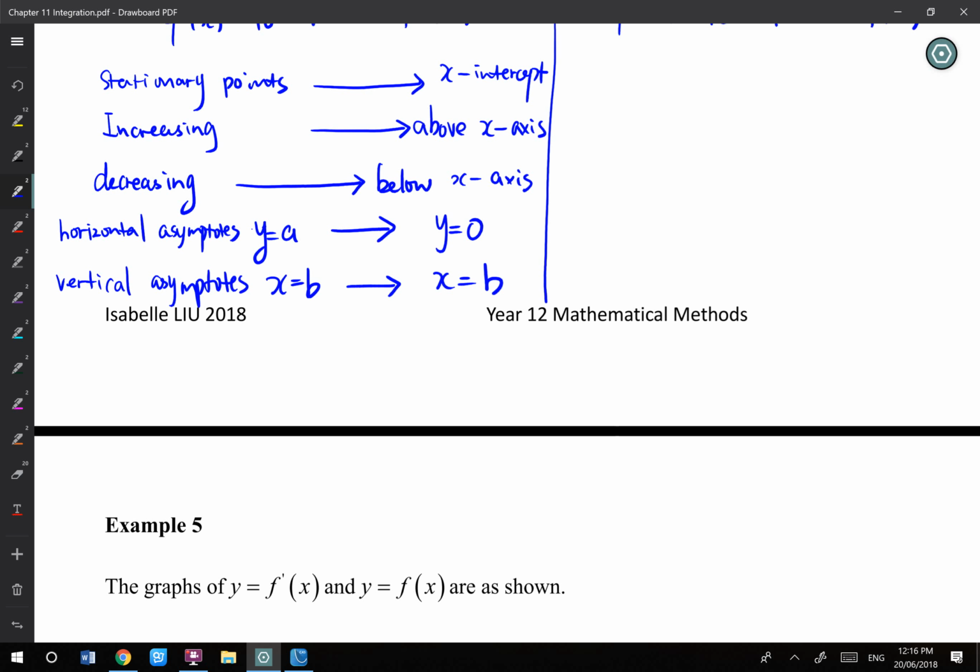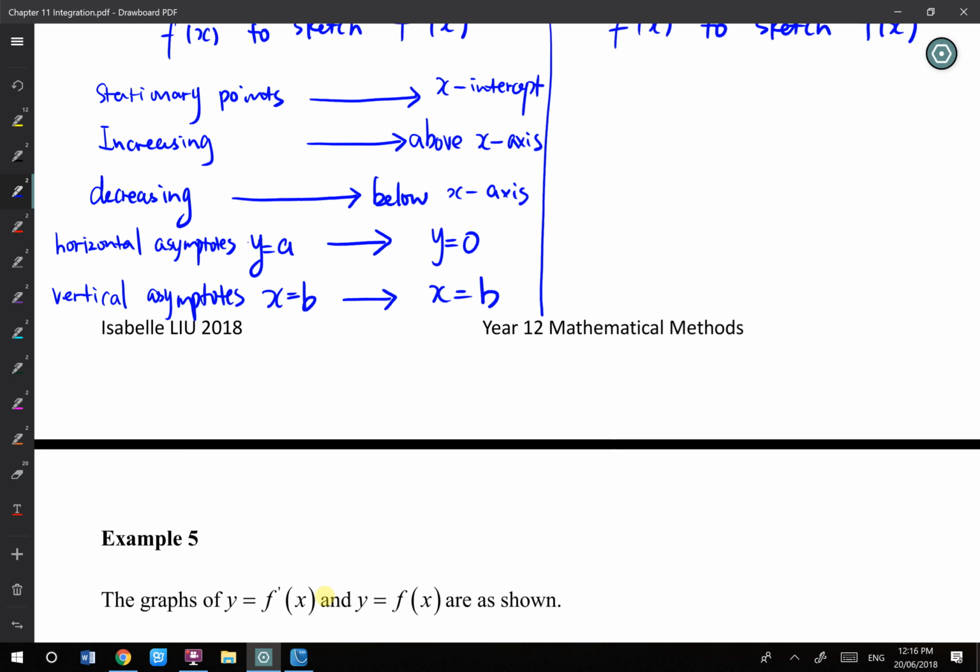That's all the things you need to know from the f(x) graph to the f'(x) graph. As easy as that. From that to that, you will see five things. Definitely you have 2 and 3, increasing or decreasing, but you might not have horizontal or vertical asymptotes. That's fine, that's some advanced things.